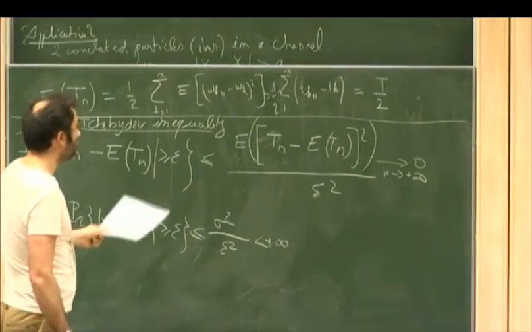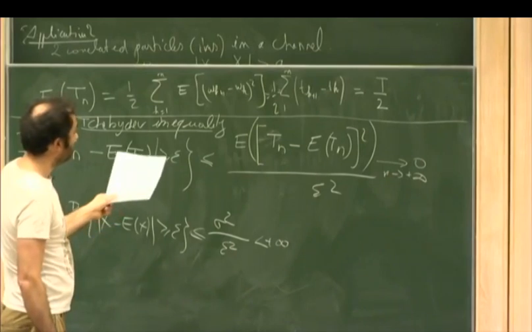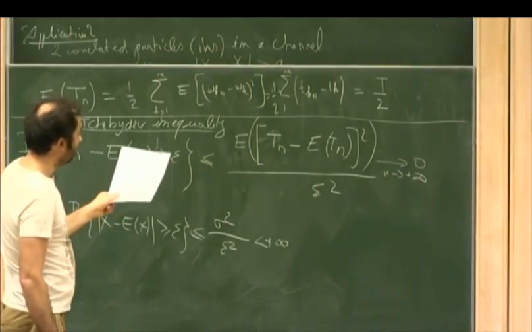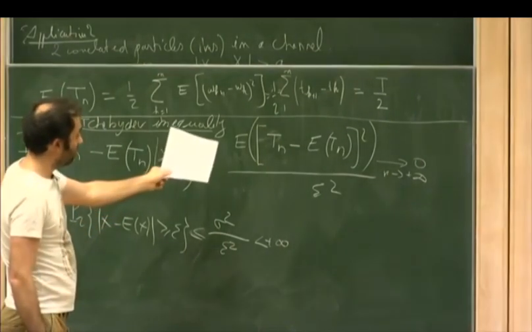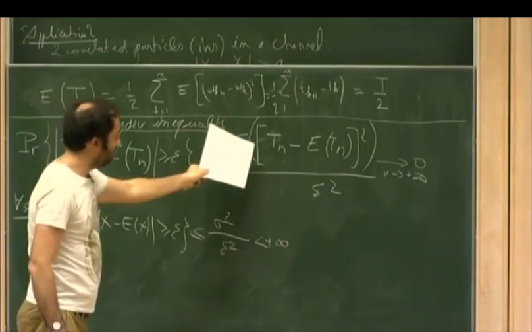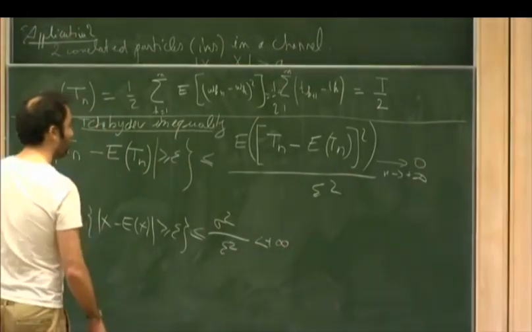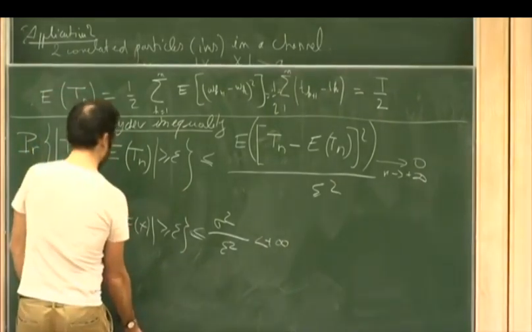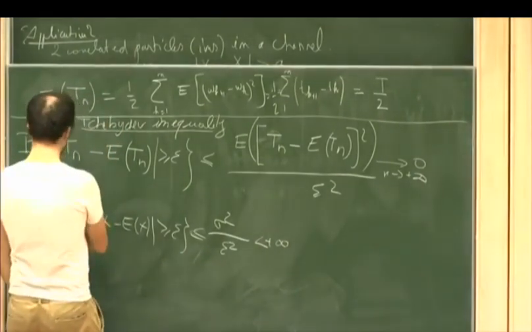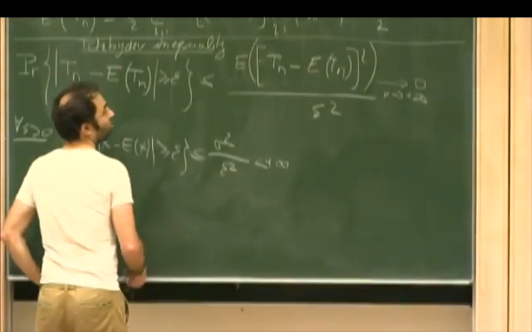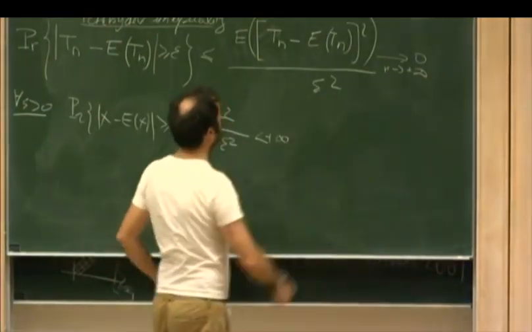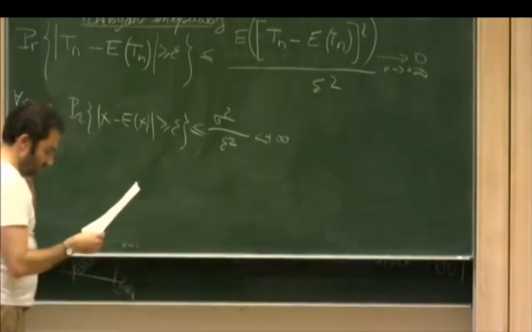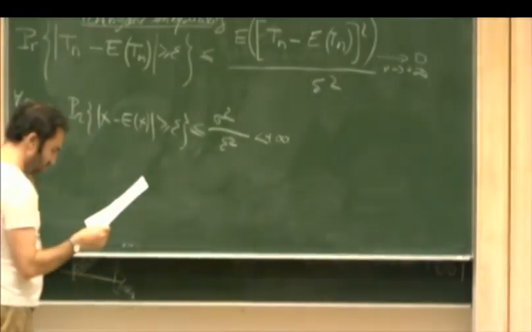So now we have to calculate what is this Tn minus the mean, so the expectation of this. All right, this is what we are left with. So let's prove that this goes to 0 as n goes to infinity.